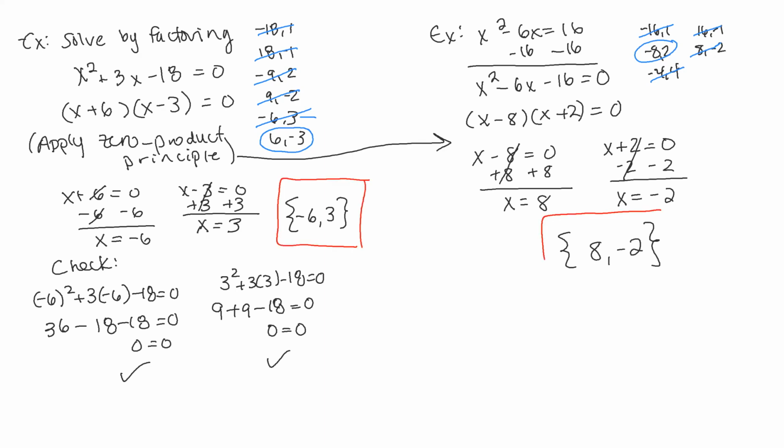Now, if you want to check your work, you could check your work here for the second example. You would take the original equation, which is right here. Anywhere you see an x, you plug in an 8, and then you'd repeat the whole process by plugging in a negative 2. If you get both sides to equal 16, you're good to go. You can say those are your solutions. Okay, so that is solving a quadratic equation by factoring.